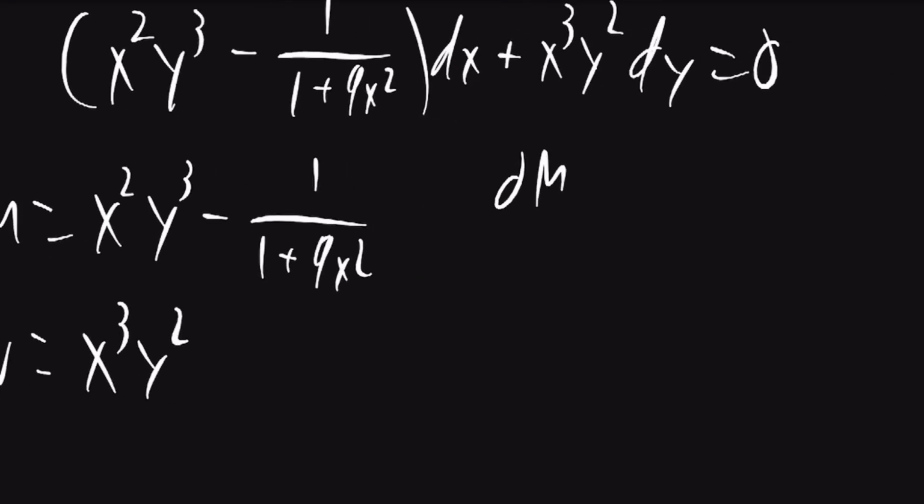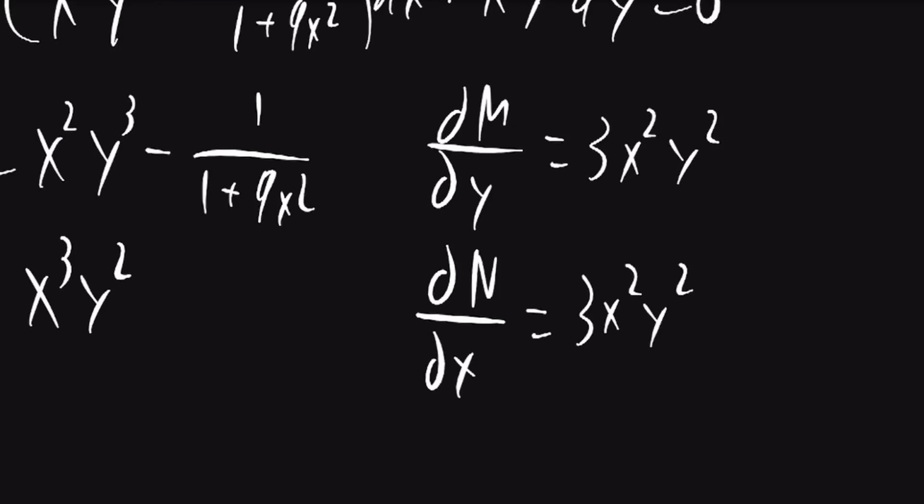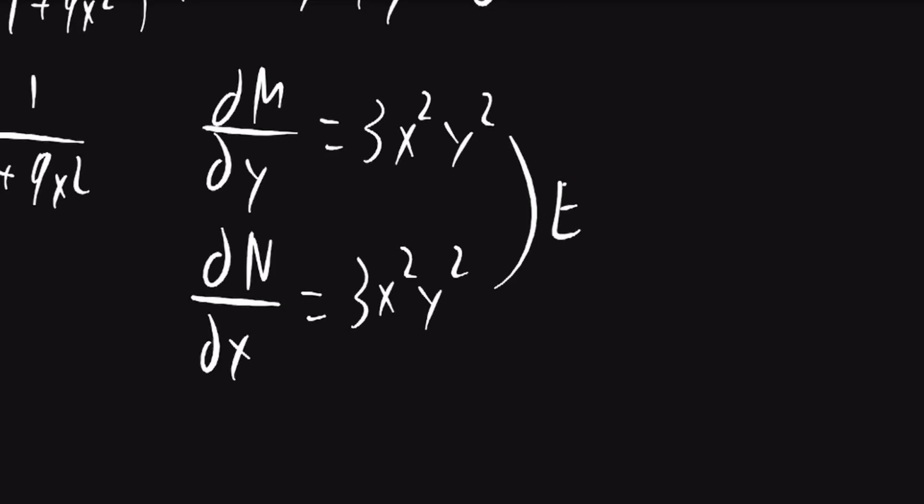We can take the partial derivative of m with respect to y. This first term will give us 3x squared y squared. The second term has no y, so it'll be 0. We'll also take the partial derivative of n with respect to x, which will also be 3x squared y squared. Because these two are the same, we know that this equation is exact.